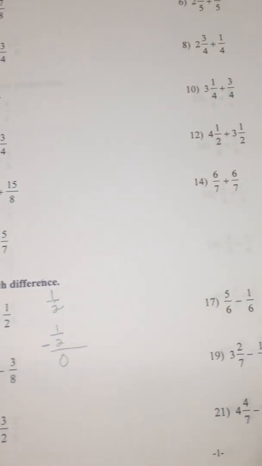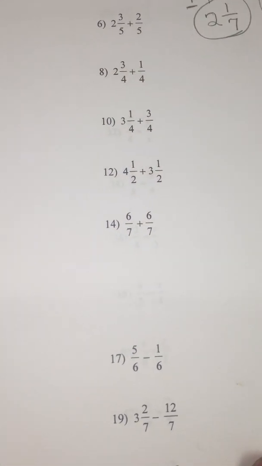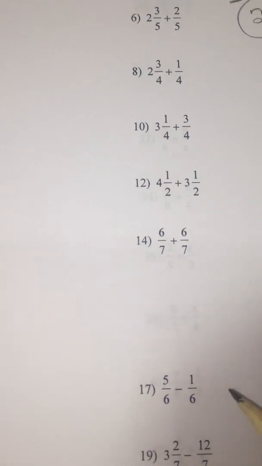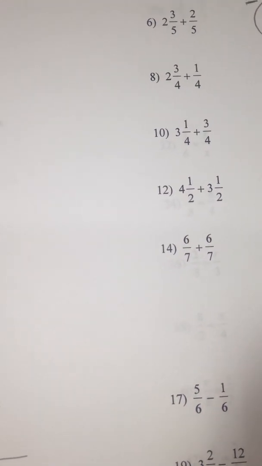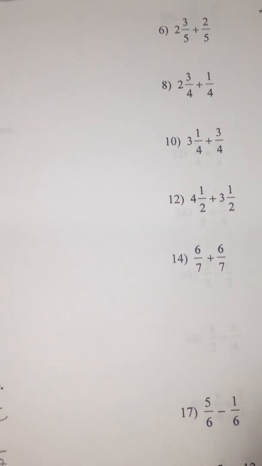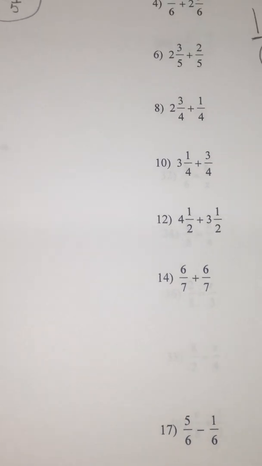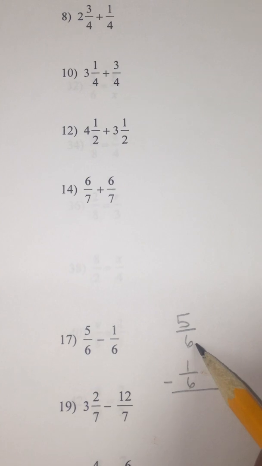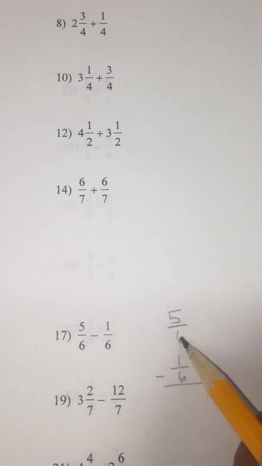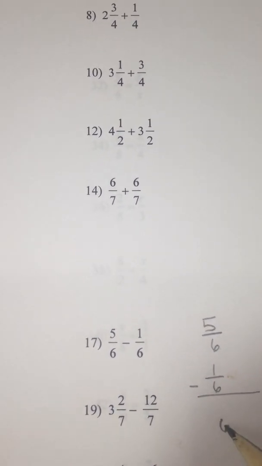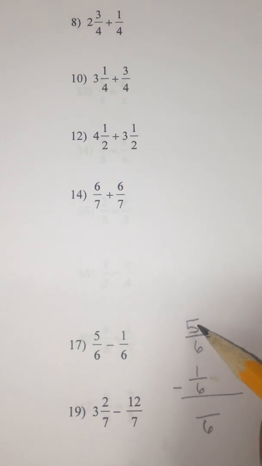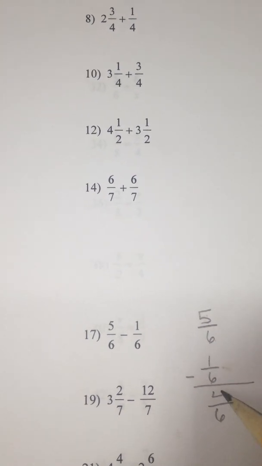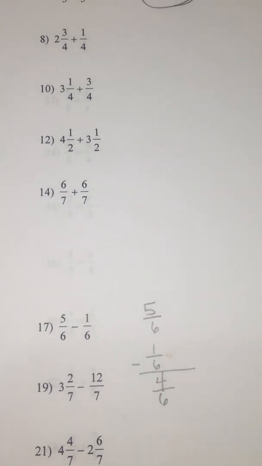Okay? Let's go over to number 17 because I want to give you some examples to make sure you understand it. Okay? My denominators are what we call like. All right? They are like denominators. So I don't have to do anything to them. I just leave my common denominator just like it is. I'm going to subtract. So 5 minus 1 is 4. All right? I have 4 over 6.